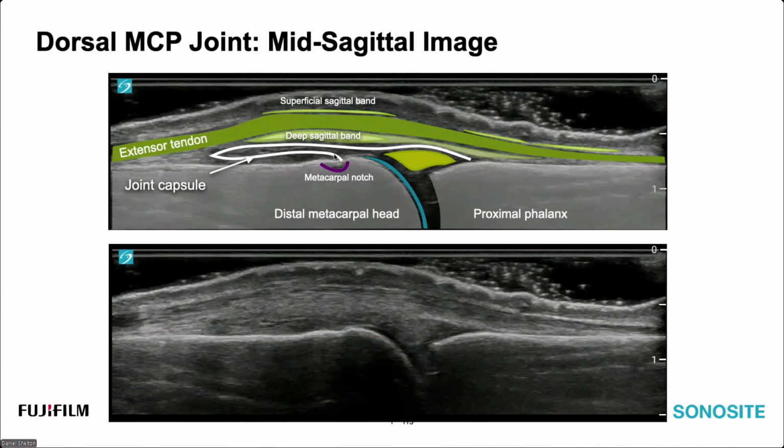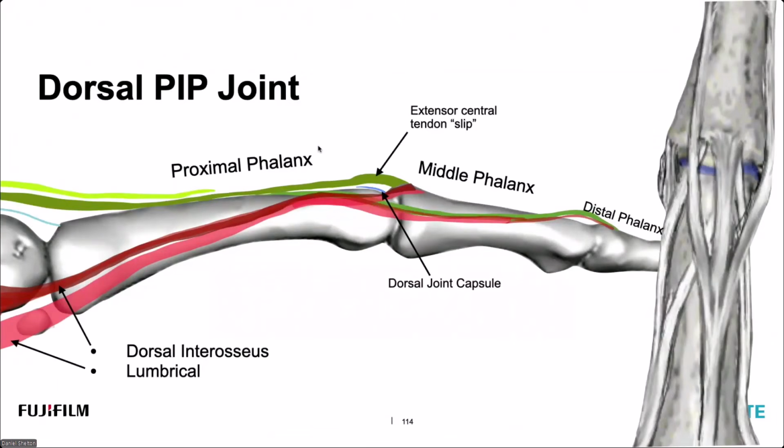So we've got that joint capsule starting at the metacarpal notch, good landmark, folds back redundantly, looks like a suprapatellar recess in the knee, comes back and folds, and then dives at the proximal phalanx. Here's where we can see the sagittal bands. So we can see a superficial sagittal band and a deep sagittal band. You can flex and extend the tendon to see it all move together away from the joint capsule.